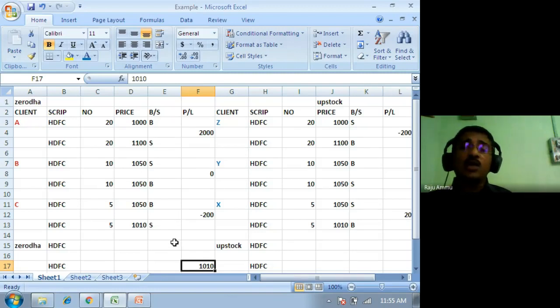But according to the instructions given, or according to the rules and regulations framed by the SEBI Act, it is so decided that the open positions in the intraday have to be closed.